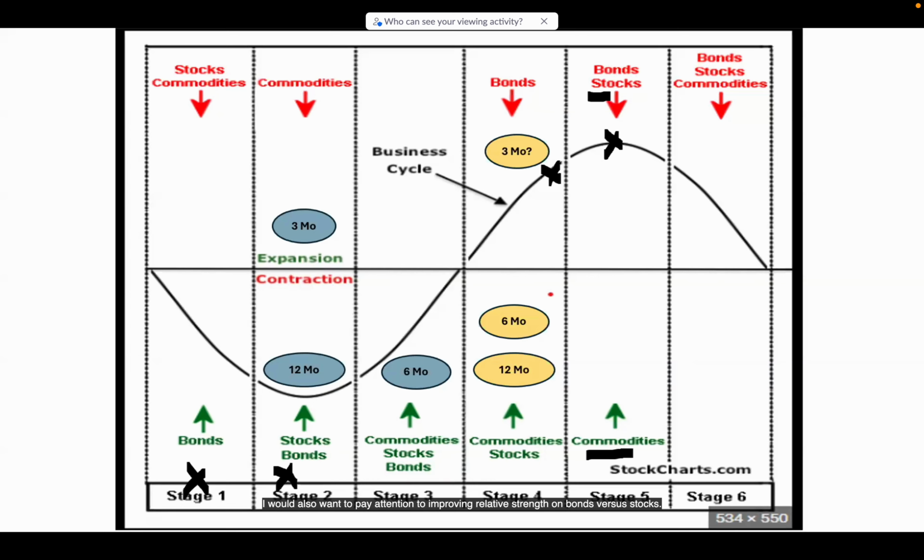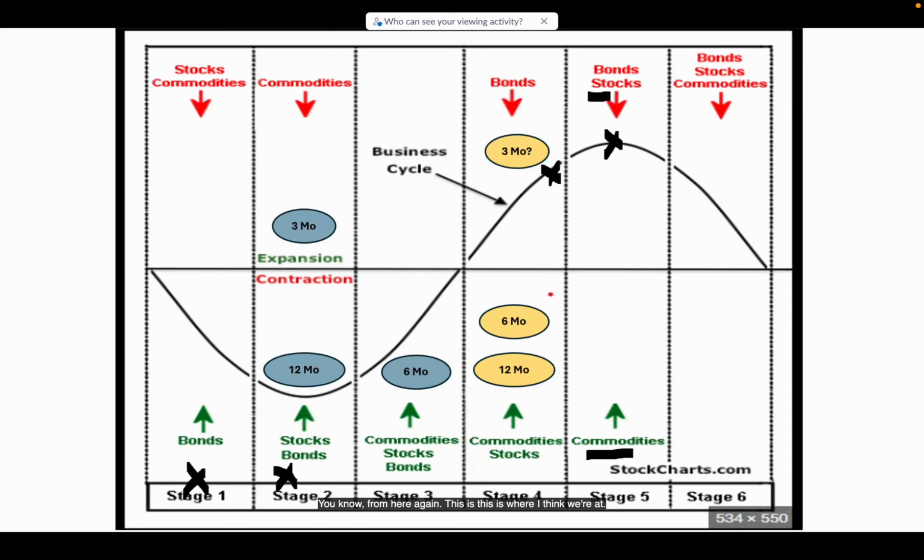I would also want to pay attention to improving relative strength on bonds versus stocks, improving relative strength on commodities versus stocks. However, based on what we just looked at, with the exception of gold, copper and crude oil certainly don't look very bullish right now. They look more bearish than bullish.